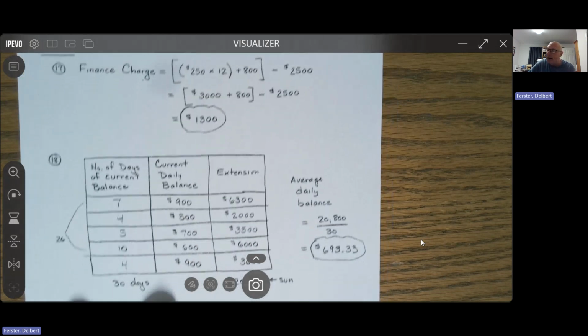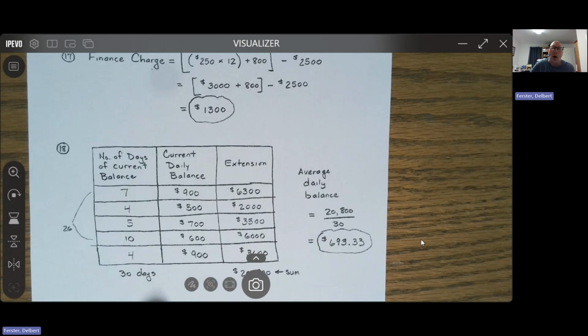Moving to 18. Now 18, I chose to draw a little thing here to help us. A lot going on in this problem. You've got a billing date of 3/19 where your previous balance was $900. So we're going to start with a current balance of $900. And we're going to figure out how many days that we actually owe $900. Well, we only owe $900 until that first payment comes in on the 26th. Now, it happens to be 7 days from 19 to 26. So on our left side, number of days, you see the 7. The extension on the right side is just the number of days times the balance. So 7 times 900 is $6,300.